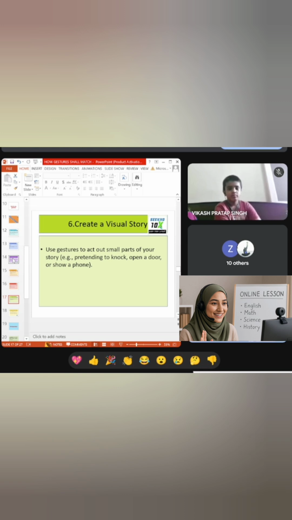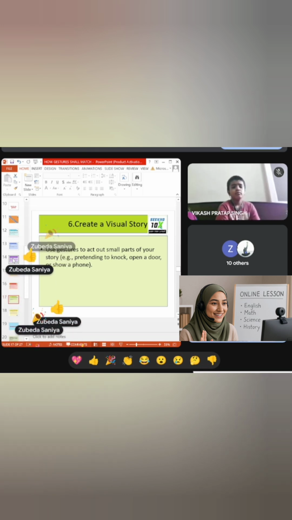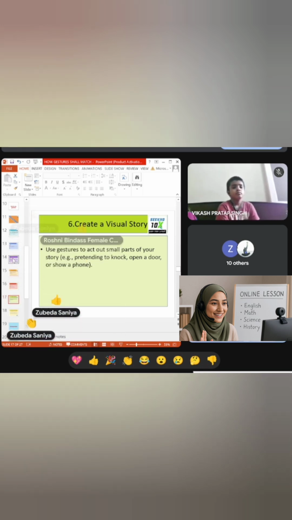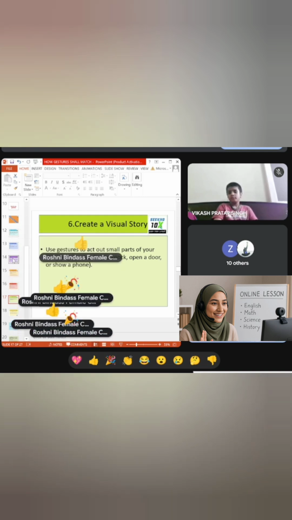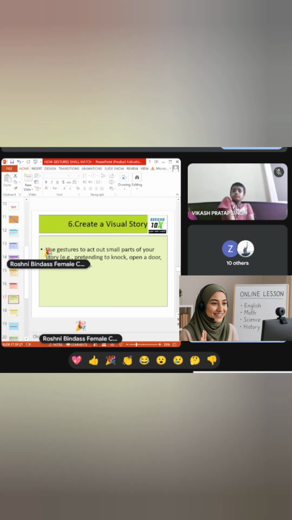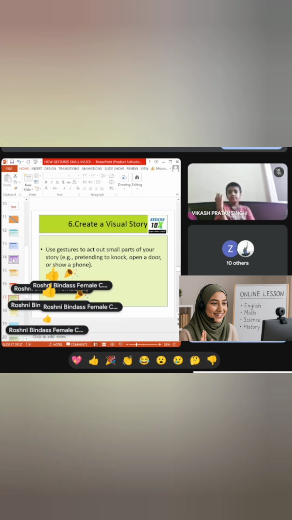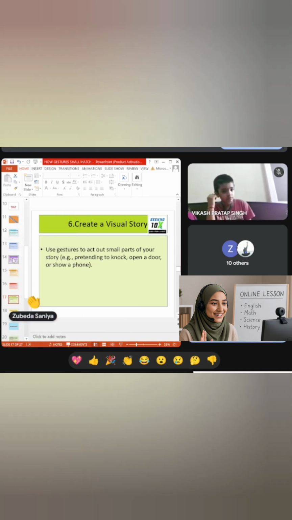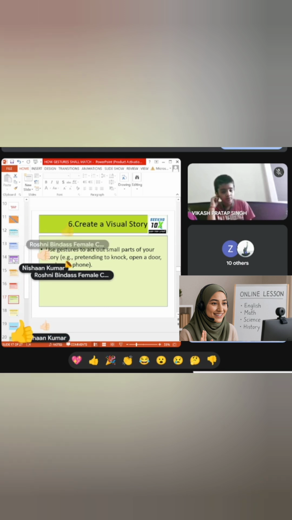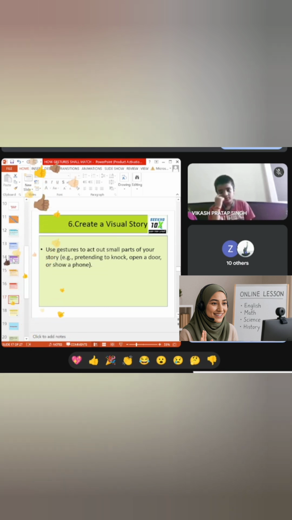Now create a visual story. Let me explain to you. Use gestures to act out small parts of your story. Example, pretending to knock knock. Okay, if you're narrating a story, you're doing knock knock. So how are you going to use that? I knocked the door. You can, right? I knocked the door, or the man knocked the door and the door opened, and how it went on when you're narrating a story. Okay, it should look more engaging, more attractive.